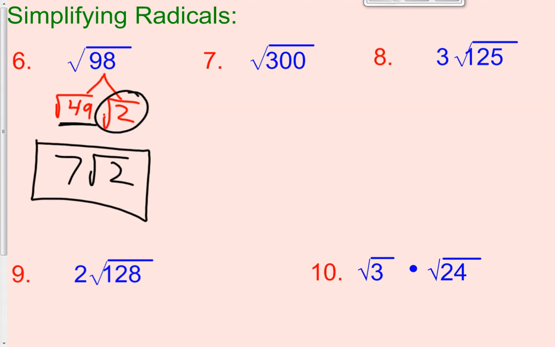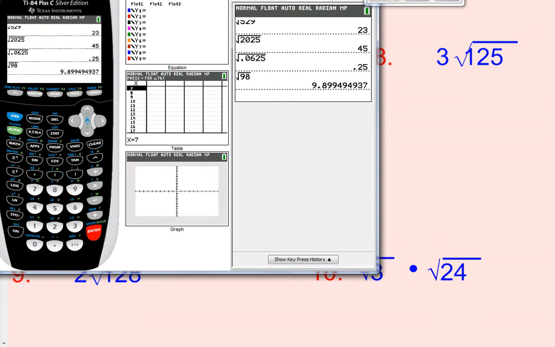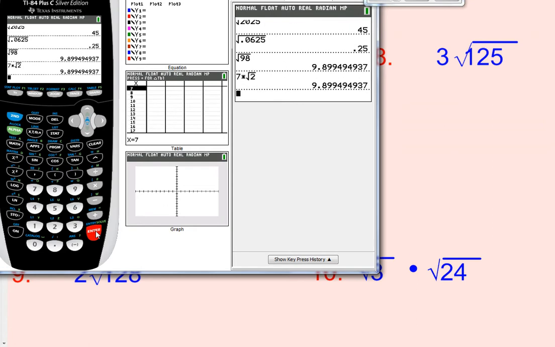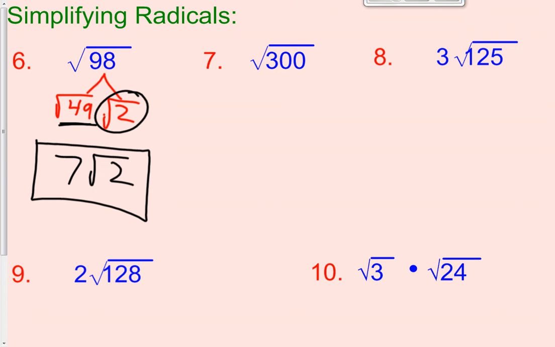And let me prove that to you. The square root of 98 was 9.899, so on and so forth. And if I say 7 times the square root of 2, I should get the exact same thing, 9.899. Boom, 9.899. So those two are saying the exact same thing, but what I want you to do is I want you to have your answers like this, because this is simplified radical form.